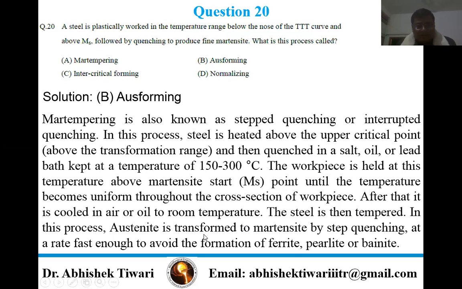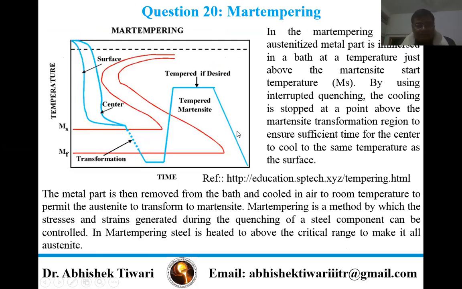In this process, austenite is transformed to martensite by step quenching at a rate fast enough to avoid formation of ferrite, pearlite, and bainite. So this is the typical process for martempering. Actually, we have made this transformation at about Ms, and then we have tempered it if desired. Okay, so this is the typical martempering process.